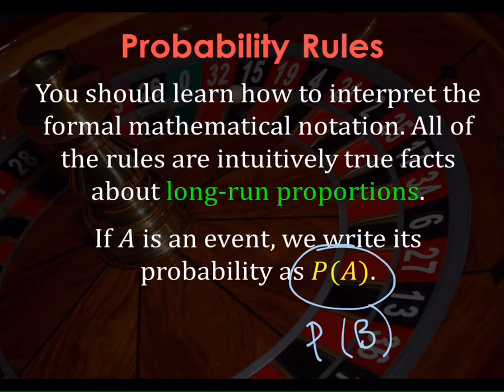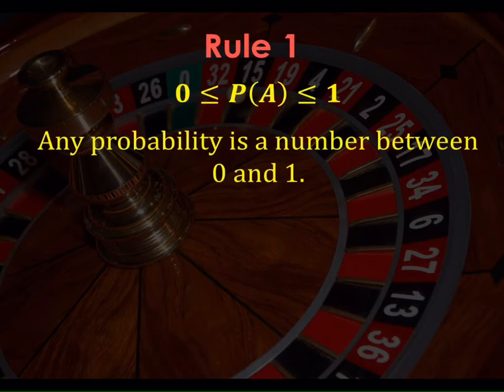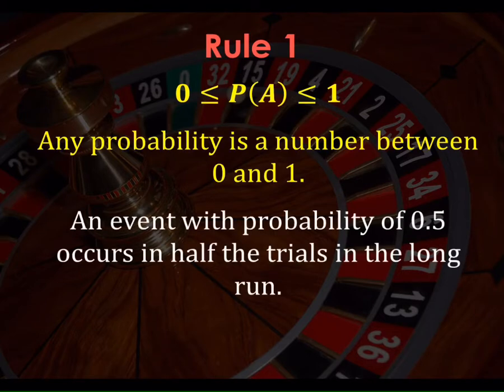Okay, so these are probability rules. And remember, all these rules are intuitively true facts about long-run proportions. Anything can happen in a small sample size, but in the long run, over many, many trials, these rules are going to be true. So first rule, the probability has to be a number between 0 and 1. Well, this seems very obvious. An event with a probability of 0.5 occurs in half the trials in the long run. Remember, the probability cannot be less than 0. It cannot be more than 1. So please do not make that mistake. It happens all the time. Please do not write a probability that is less than 0 or more than 1.